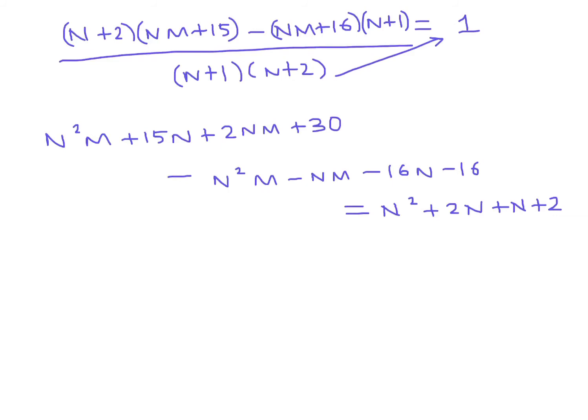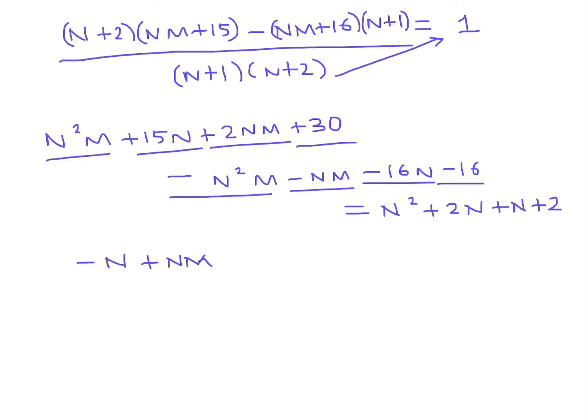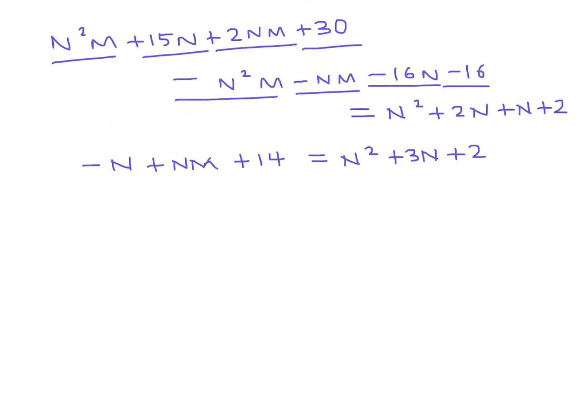Hopefully things will start to cancel. This guy goes. Anything else that goes? Well, let's see. Let's start combining. 15n minus 16n gives you minus n. 2nm and minus nm gives you just nm. 30 minus 16 is 14. And then this side is n squared plus 3n plus 2. So hopefully no mistakes. Hopefully we're good so far. Let's put everything on one side. N squared. Bring the minus n over, and that becomes 4n minus nm, and 2 minus 14 is minus 12. Equals 0.